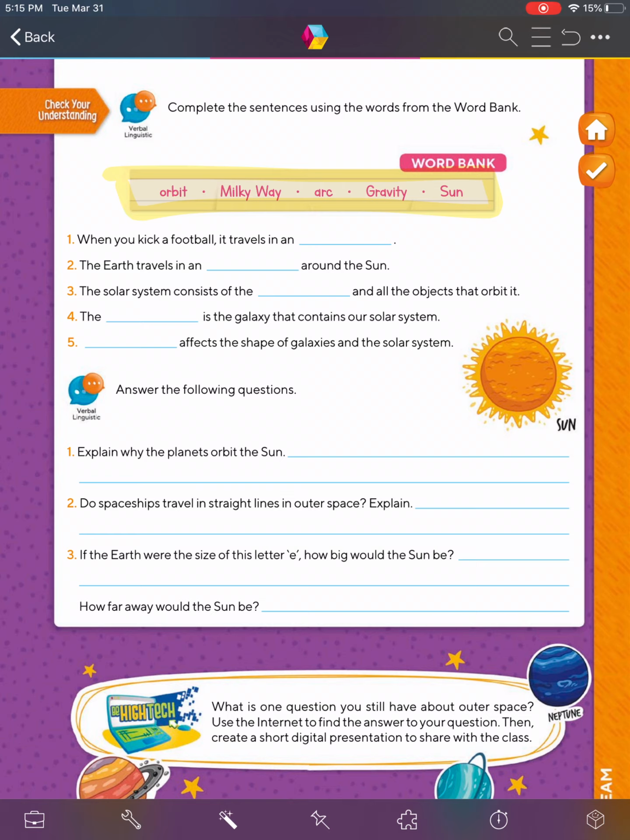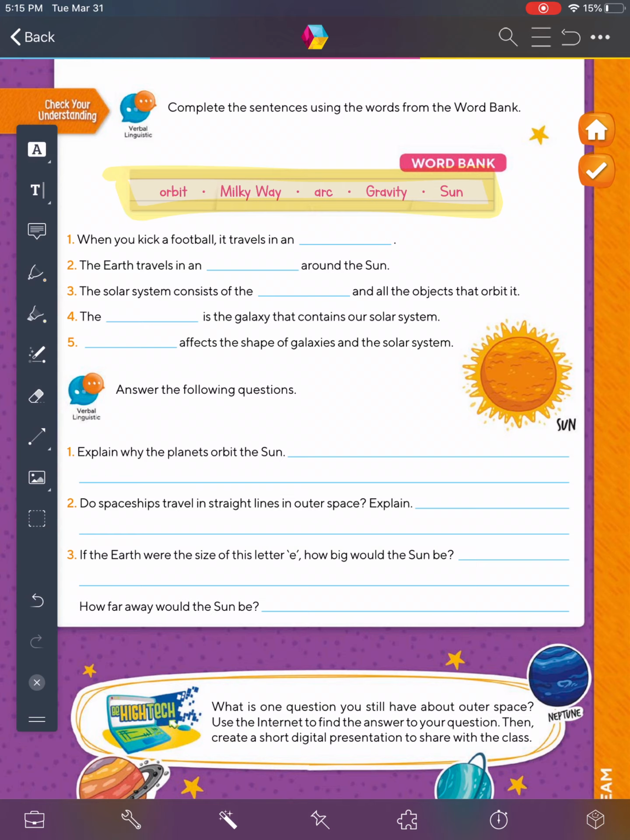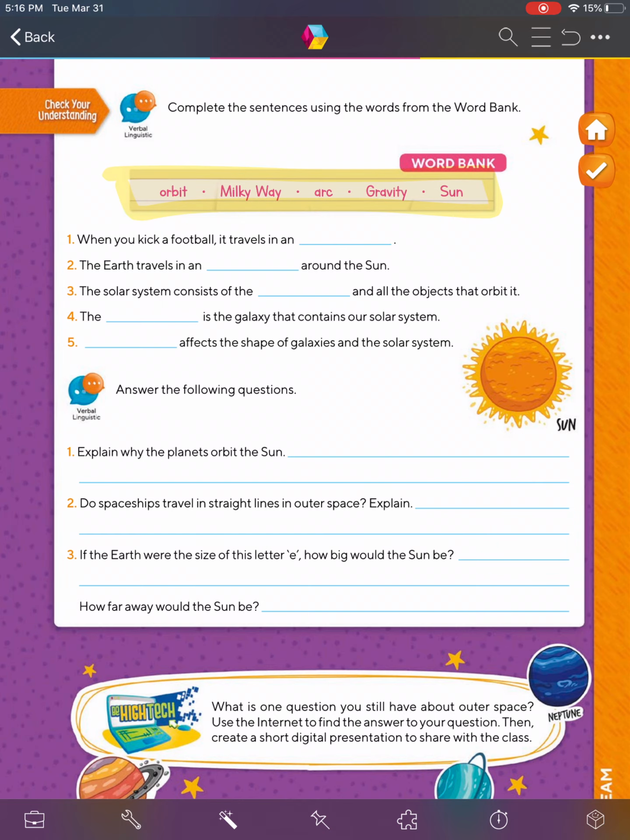And finally, you have some other questions. The first one, explain why the planets orbit the Sun. Why are the planets around the Sun and orbiting around it, as I did on my beautiful drawing? Okay? And the next one, do spaceships travel in straight lines in outer space? Explain. I think I just explained you that at the beginning of this lesson, so you can answer that perfectly.